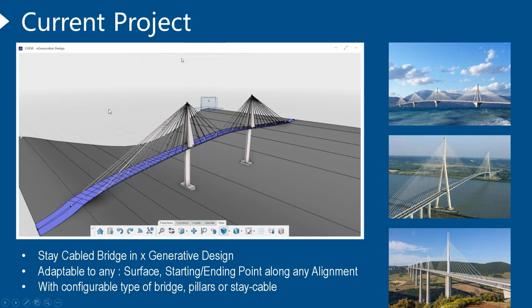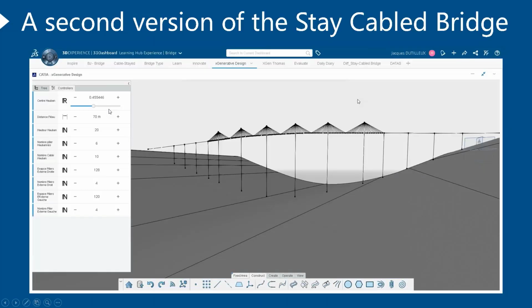And here we have a second version of my stackable bridge. It's only the skeleton of the stackable bridge, but you can see on the left-hand side of the screen some controllers. And in fact, one of the main aspects and objectives of this application is that you can change some parameters in your model really easily, and it will change the geometry really quickly. So you will be able to make a lot of different shapes and patterns really easily.